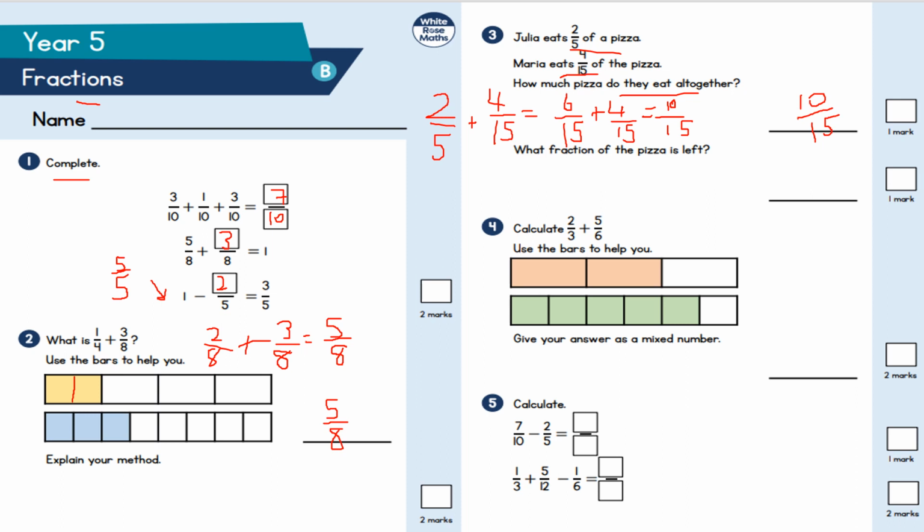What fraction of the pizza is left? Well, that would be 5/15, because 10/15 plus 5/15 has to equal 15/15, which is equal to 1.